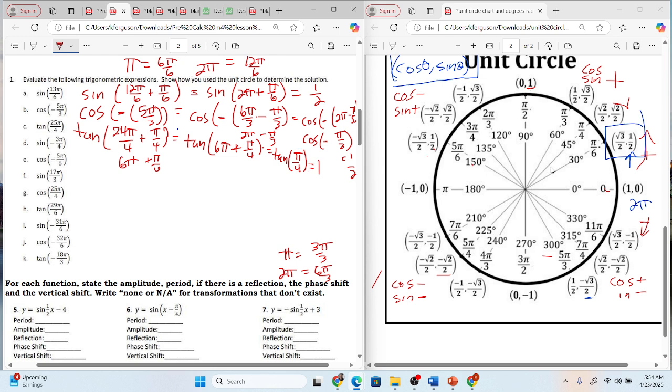The reason I know it equals 1 is because if I look at sine and cosine of 45 degrees, it's the same value. So the square root of 2 over 2 divided by the square root of 2 over 2 is 1.